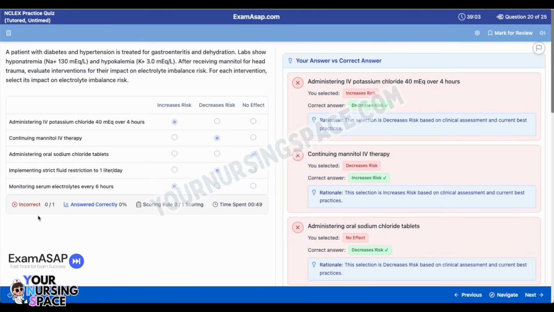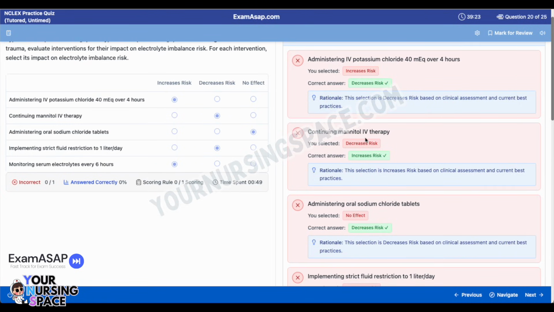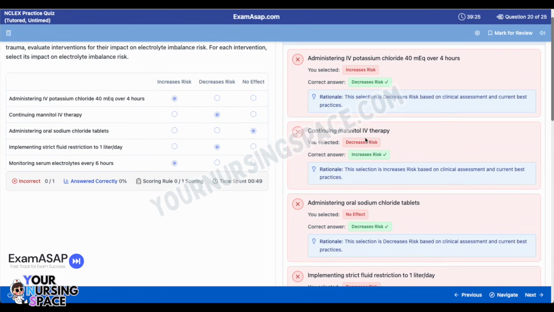Rationale. Correct answers. 1, 0, 1, 0, 1. Step-by-step reasoning. 1. Administering IV potassium chloride 40 mEq over 4 hours decreases risk, corrects hypokalemia, preventing arrhythmias and muscle weakness. Immediate replacement is crucial to stabilize cardiac function. Electrolyte Management Guidelines, 2023.